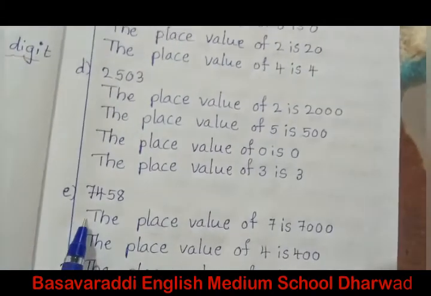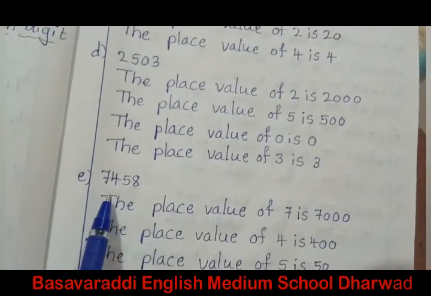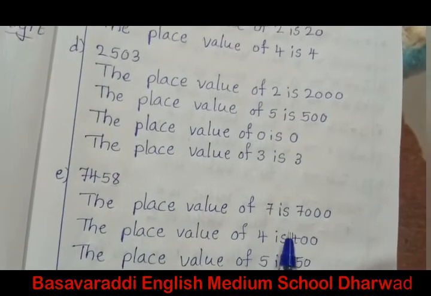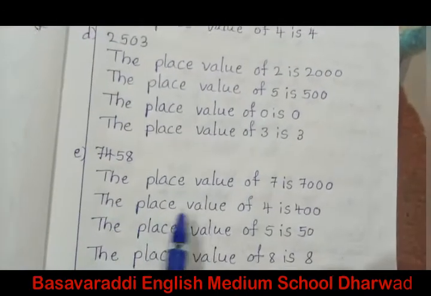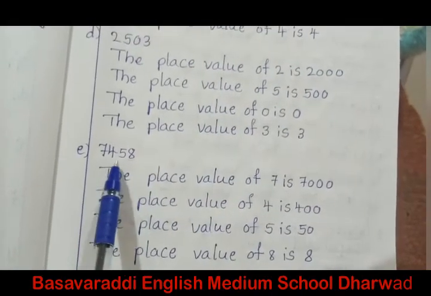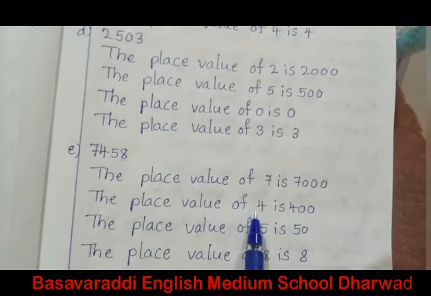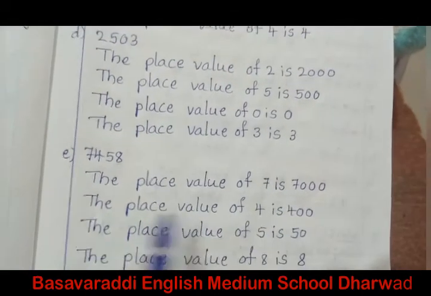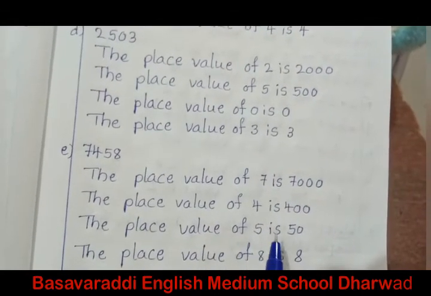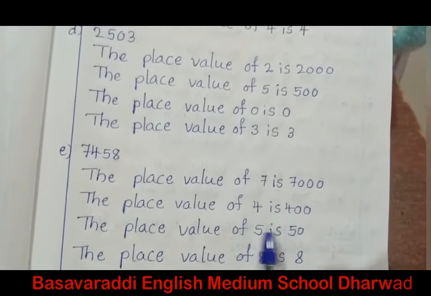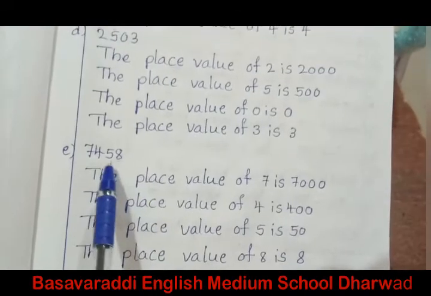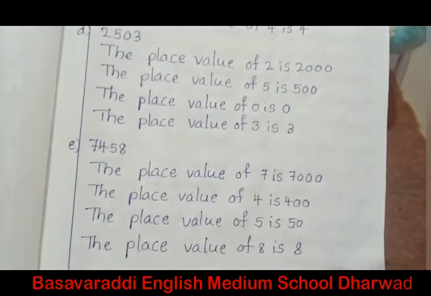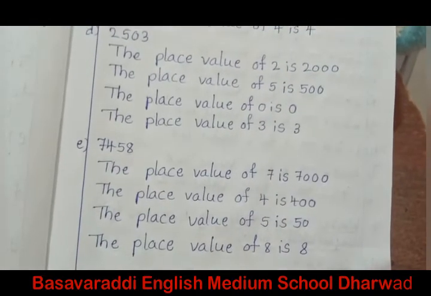Next one, E1, 7458. The place value of 7 is 700. The place value of 4 is in the 100s place. So 4 into 100, that is 400. The place value of 5 is in the tens place. 5 into 10, 50. The place value of 8 is in the 1's place. 8 into 1, 8. So that is 8.